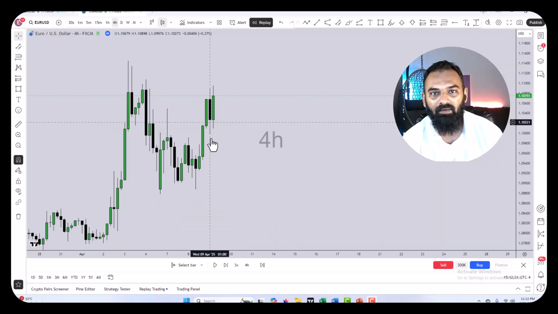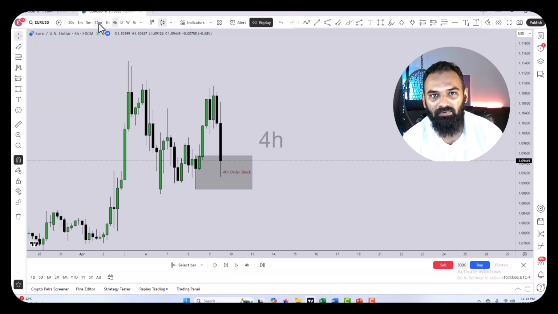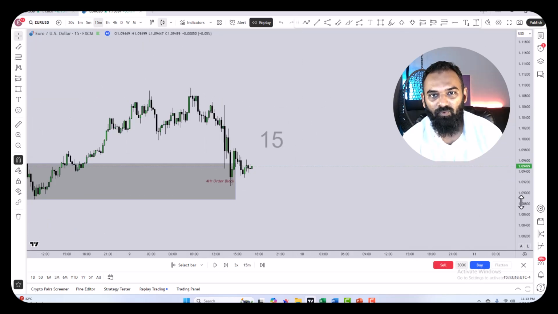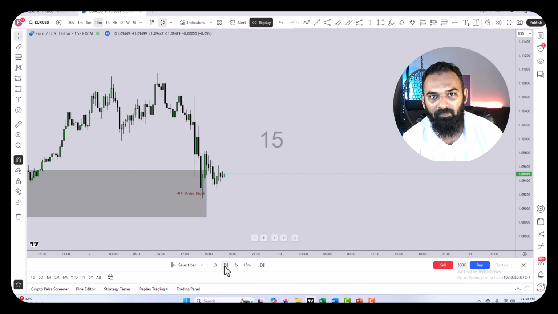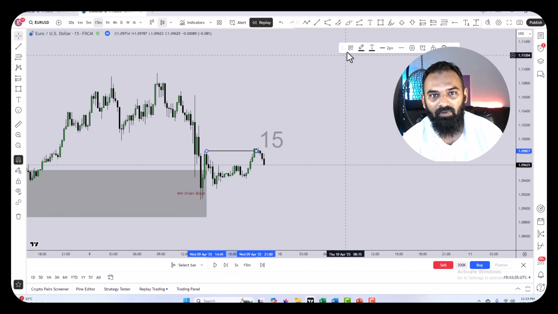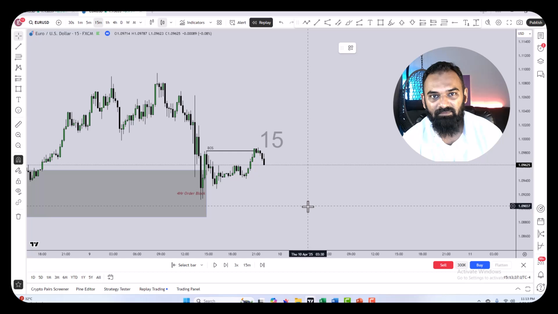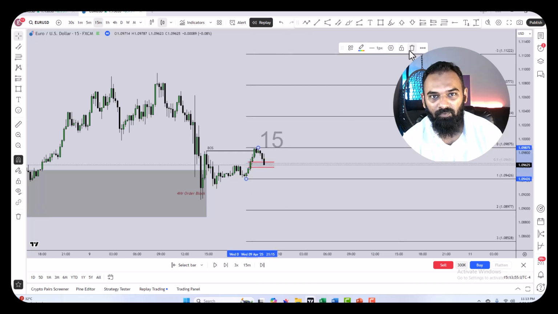A typical ICT entry looks like this. Price taps into a higher time frame core element. Then the trader breaks down the chart into a lower time frame. At that lower time frame, a break of structure has to happen. After the break of structure, the trader has to analyze whether a fair value gap has formed or not.